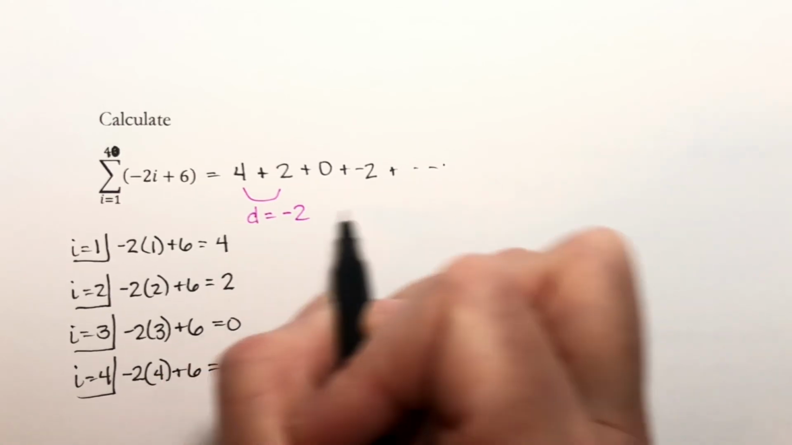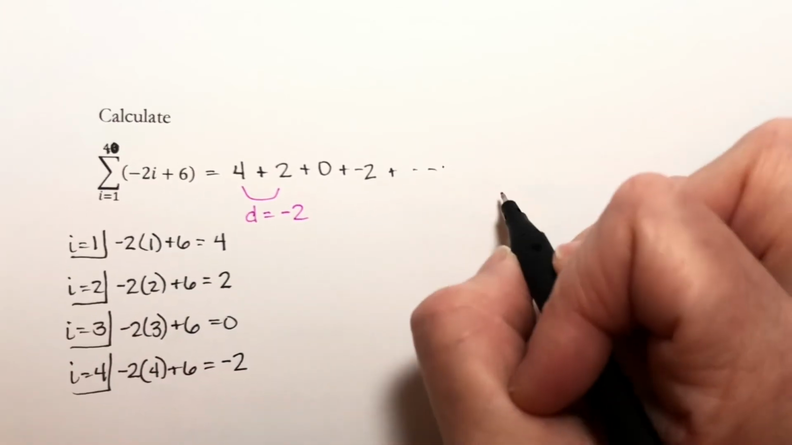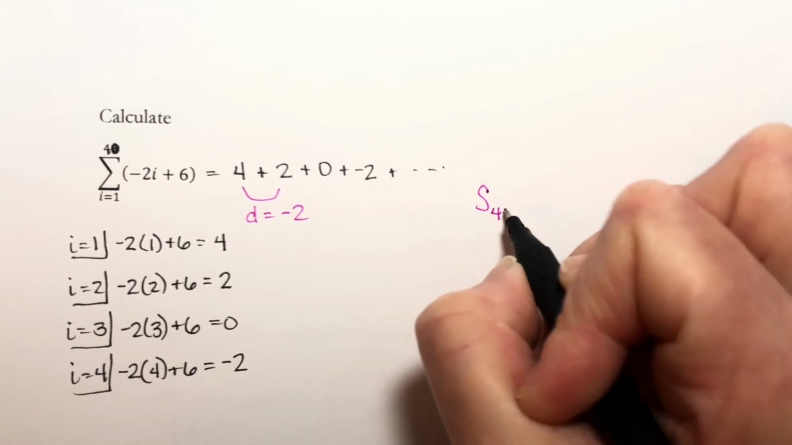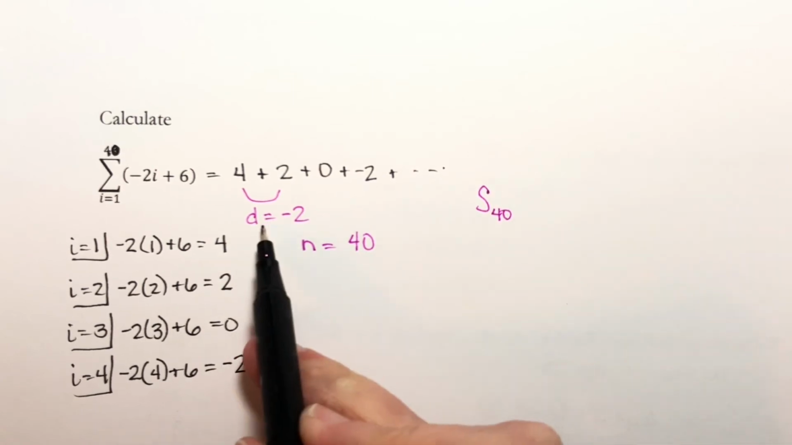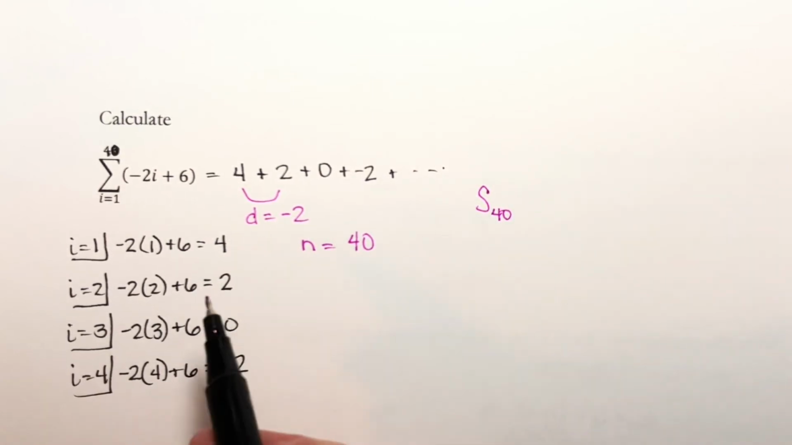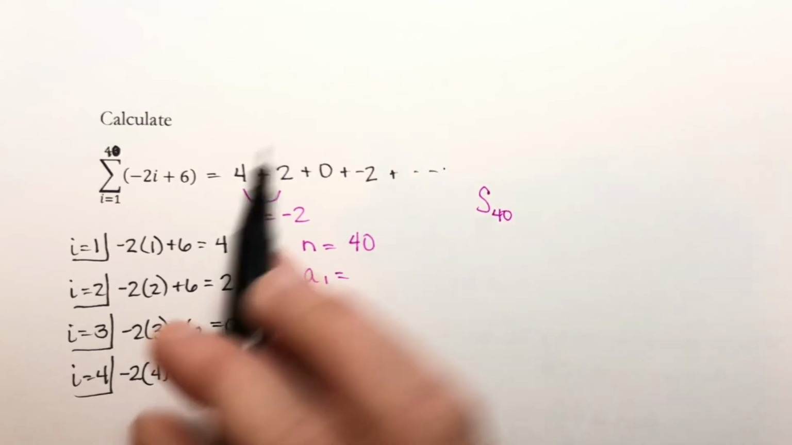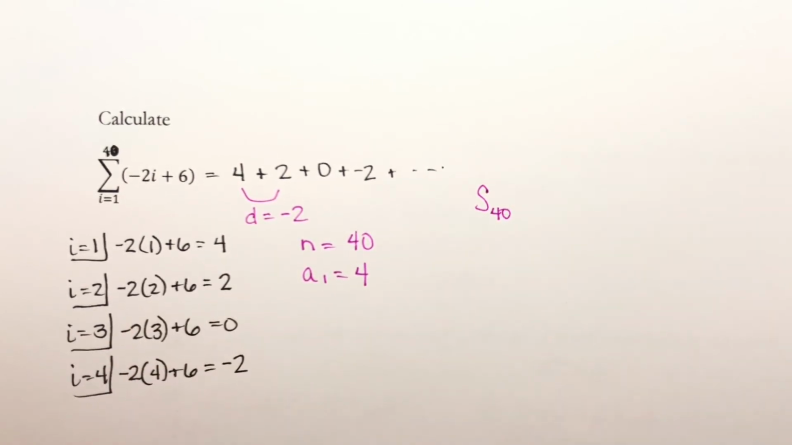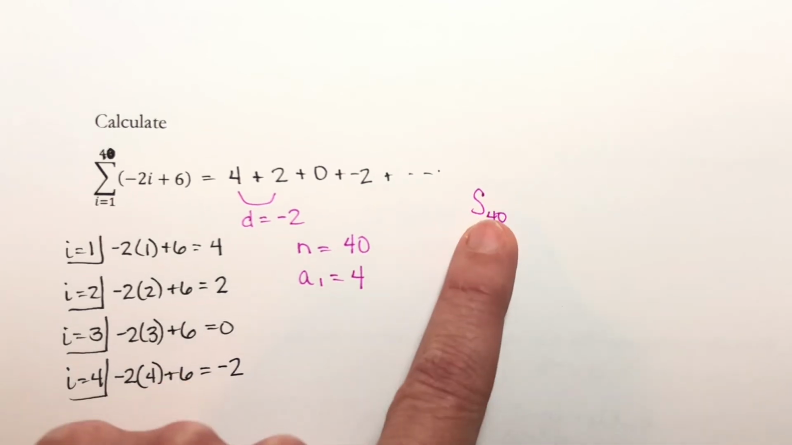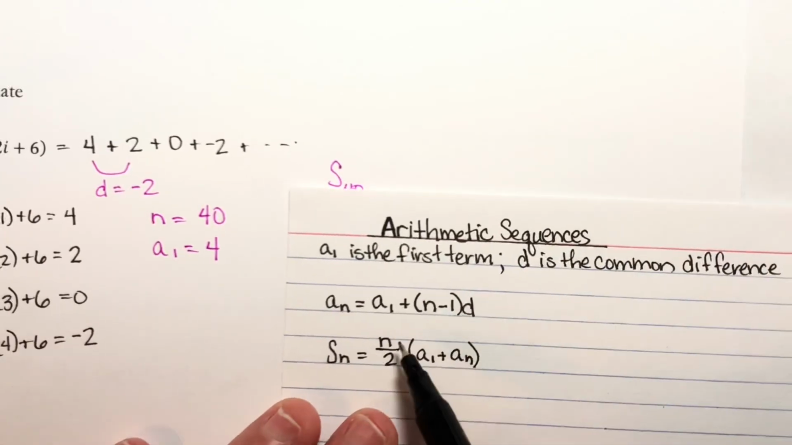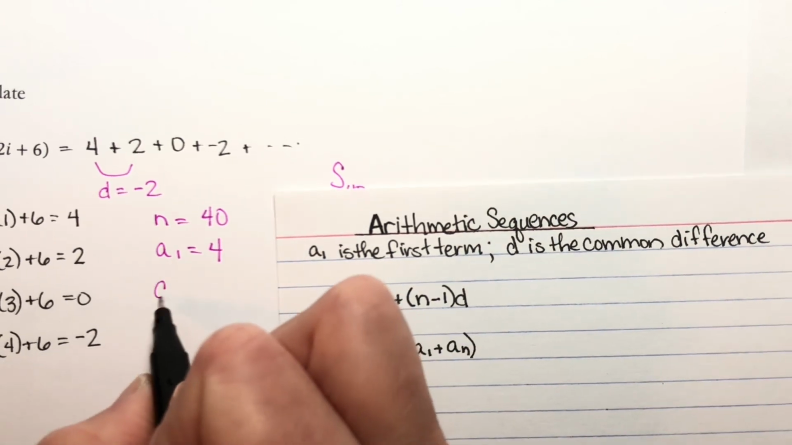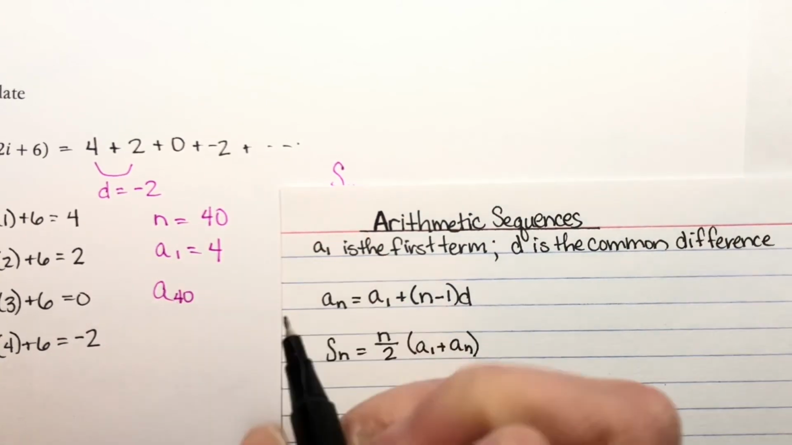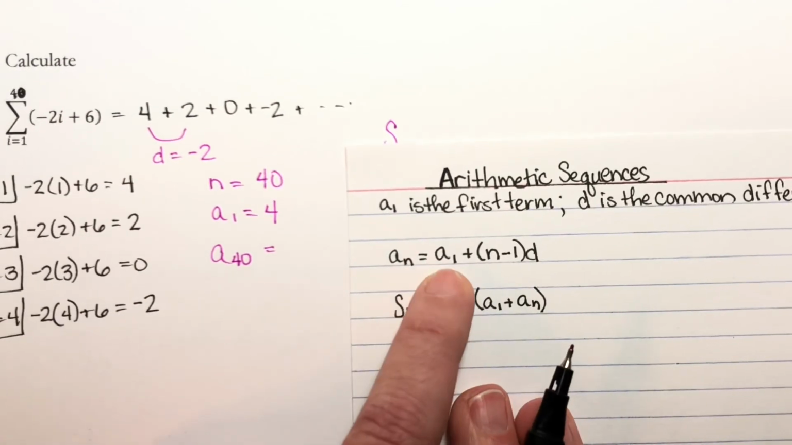Okay? So if I look at this and I want to find the sum of the first 40 terms, I'm looking for S sub 40. That means our n value is 40. Our d value is negative 2, so we verified that it is arithmetic. Our a1 is 4. Now to find S sub 40, I need n, which I have. I need a1, which I have, but I don't have a sub n yet. So I need to find a sub 40, and that means using this formula.